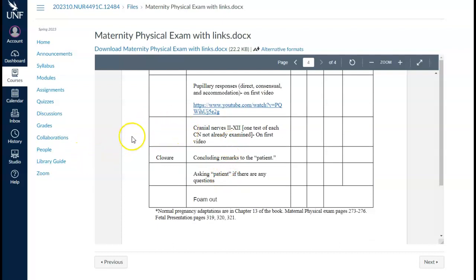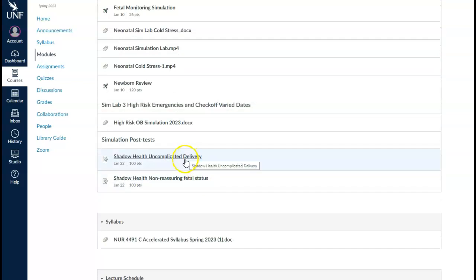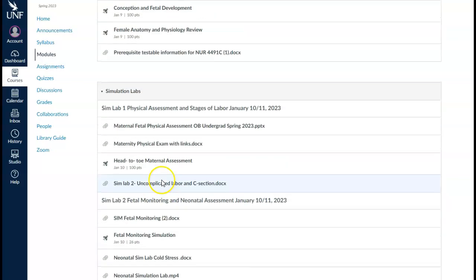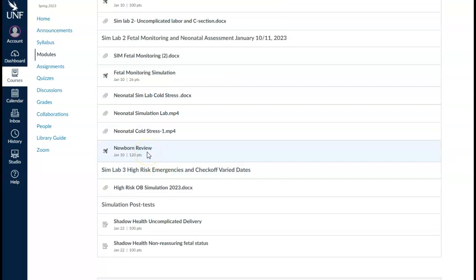On your SimLab 3, you'll be asked to do this, and it's pass-fail, and you need to be able to do that in order to pass the class. After SimLab 1, you're going to go into Shadow Health and do uncomplicated delivery because we did the stages of labor. And then you're also going to do Shadow Health non-reassuring fetal heart tones. These are both simulation labs, and those will be due on the 22nd. So again, these are due before we start class, before your sim lab. Head to toe maternal assessment, fetal monitoring, and newborn review will be due after simulation labs.